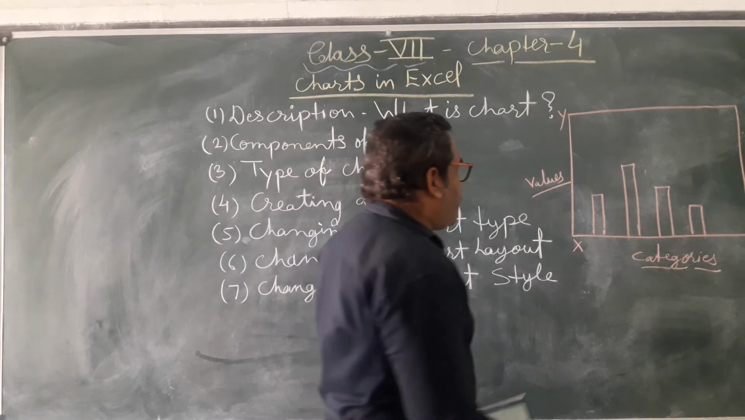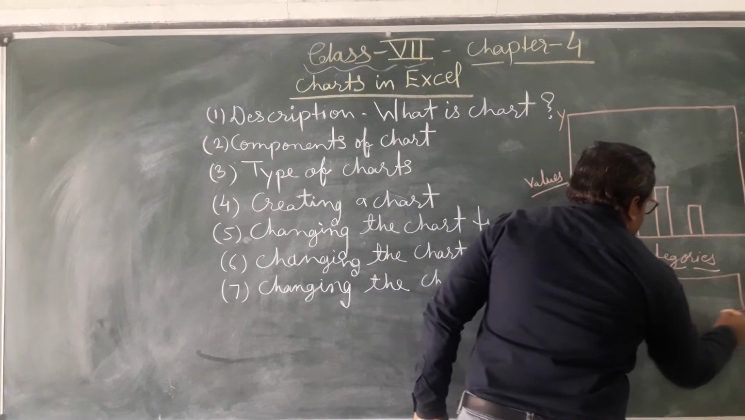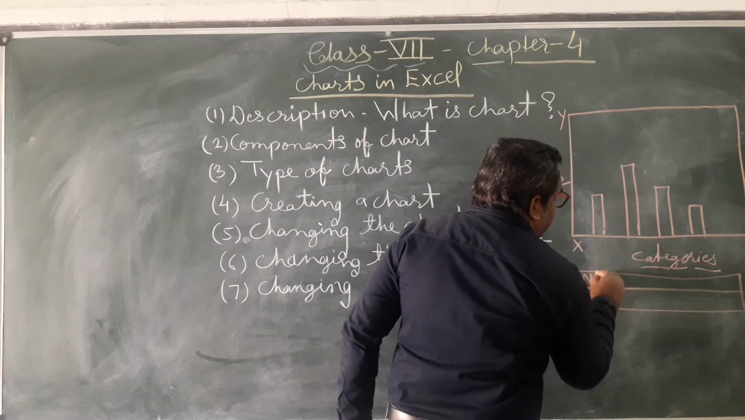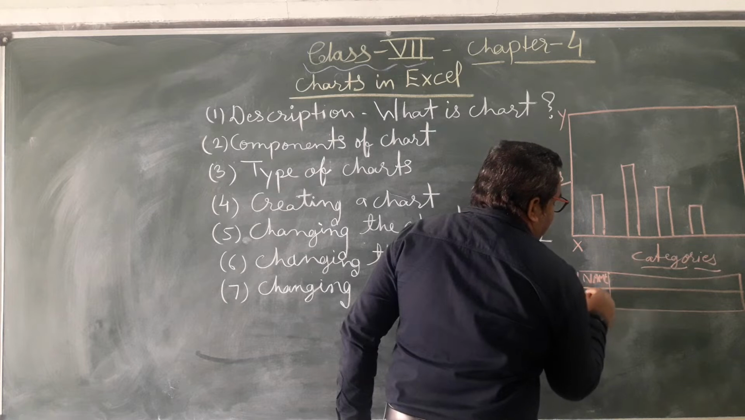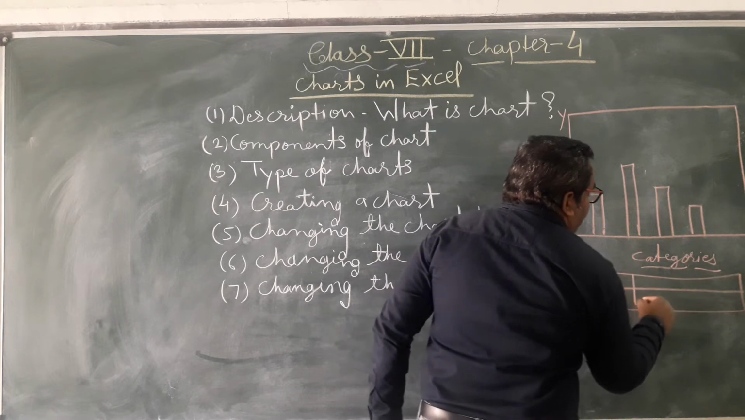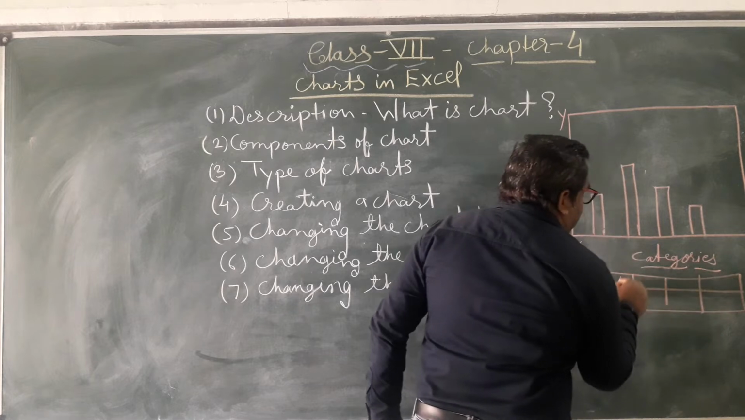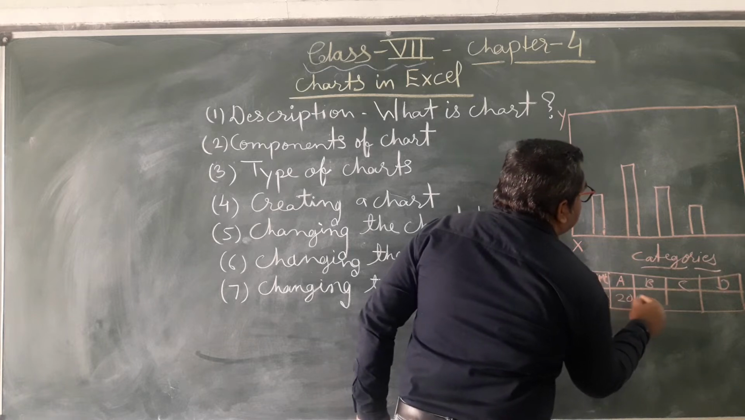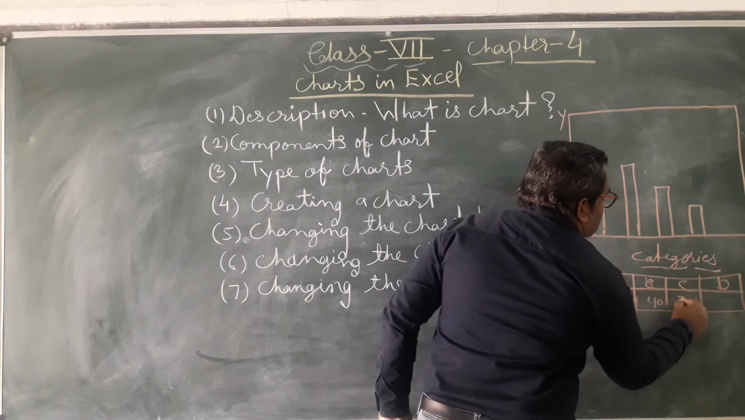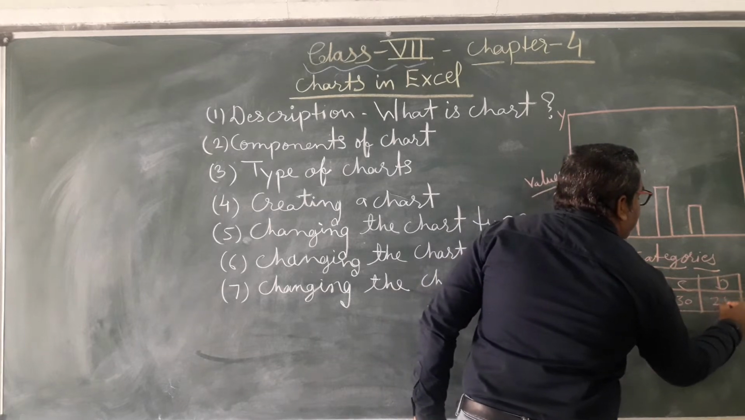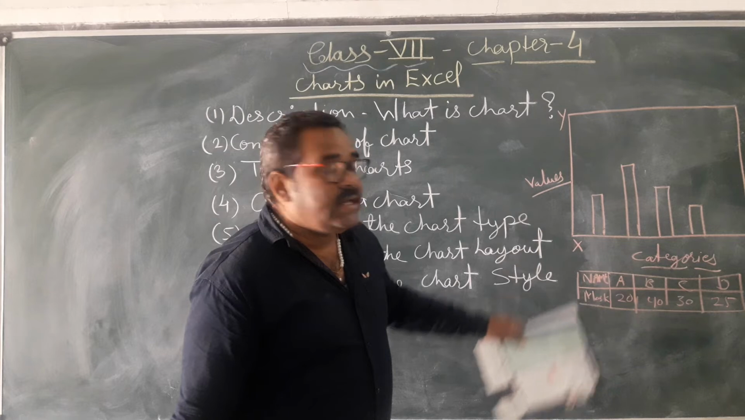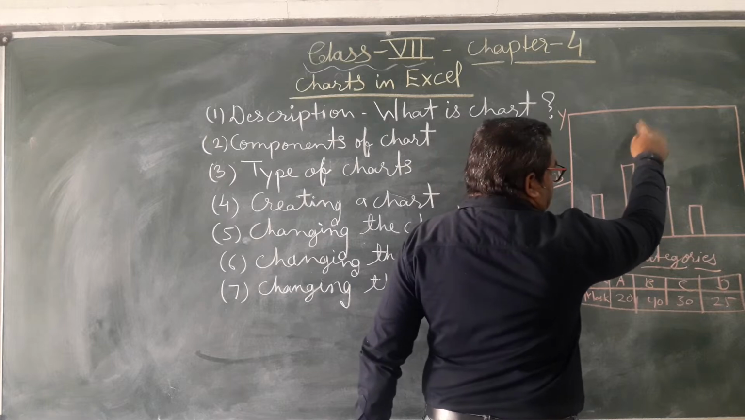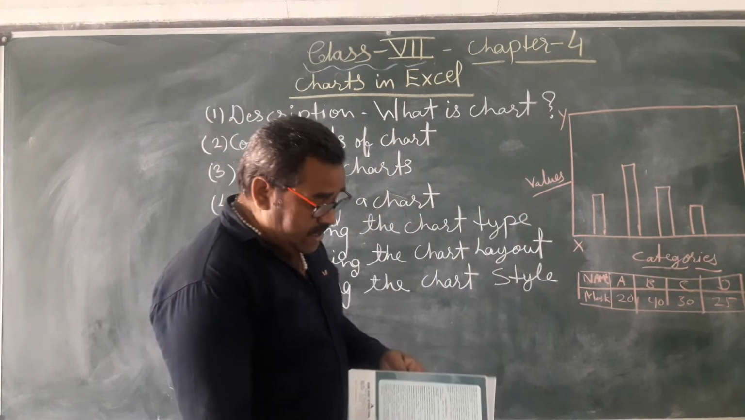Legends are about the values. Similarly, we have names and marks. We have four names like that: A, B, C, and D. Marks: 20, then 40, then 30, then 25. On the basis of this data, we draw a chart. So these are all legends also. You can also put them in front of, including in, the chart area.